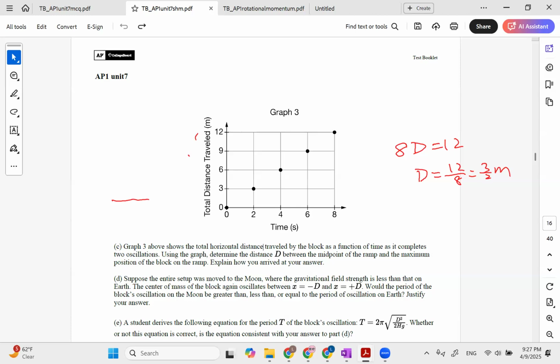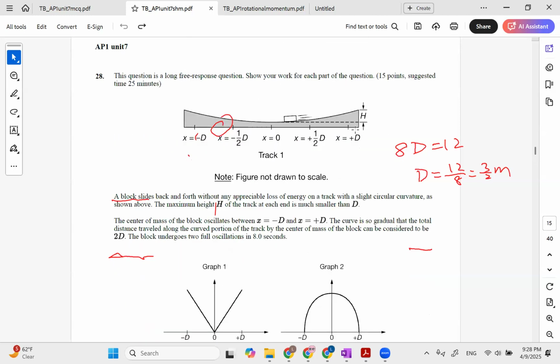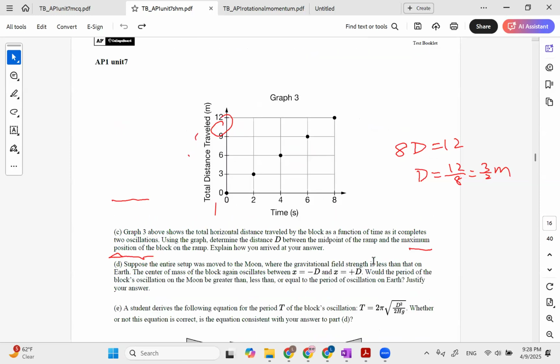Wait, so how do you know if 8D is 12? Oh, in the graph, the total distance traveled. It tells you it completes two oscillations, two revolutions, right? That's why you need to look at the diagram here. Okay, now how about D?